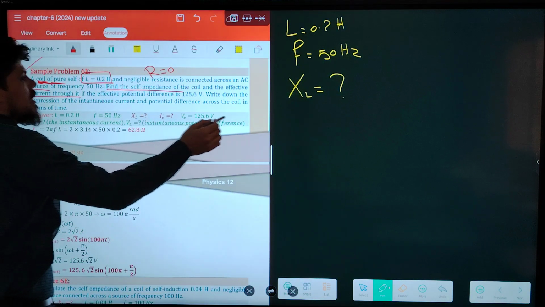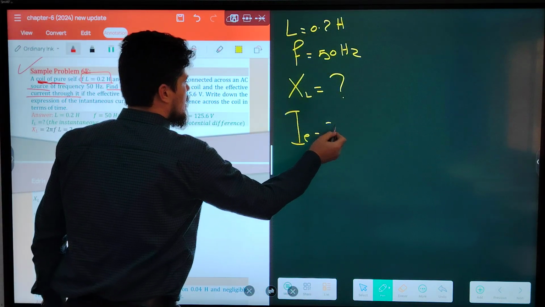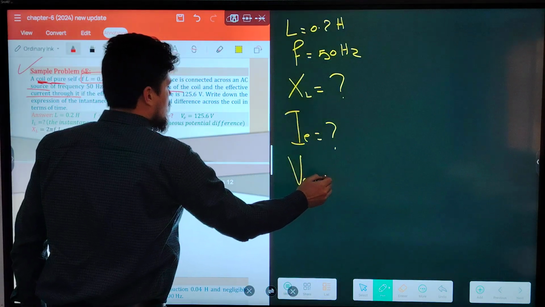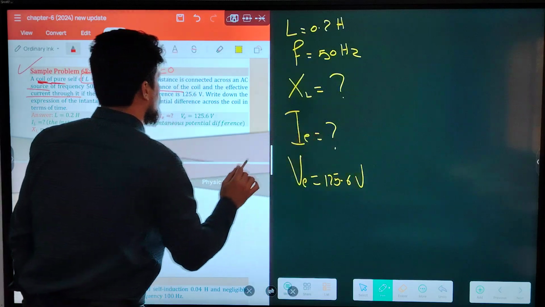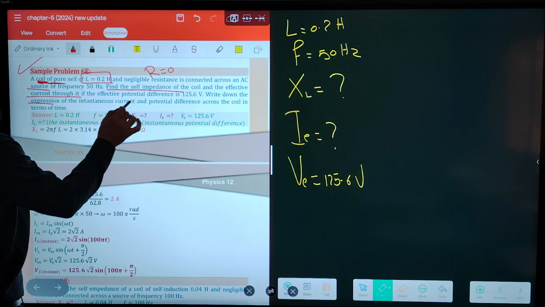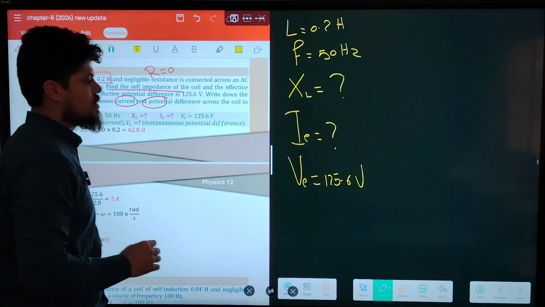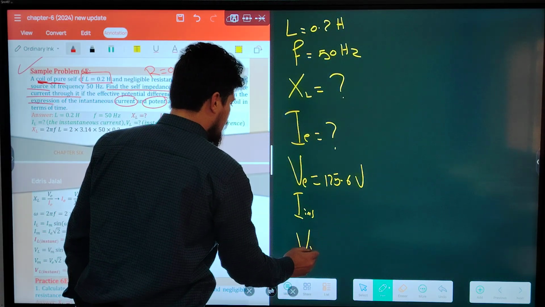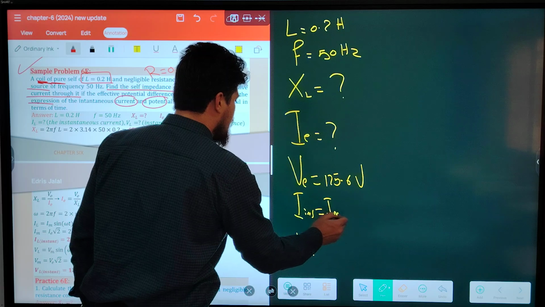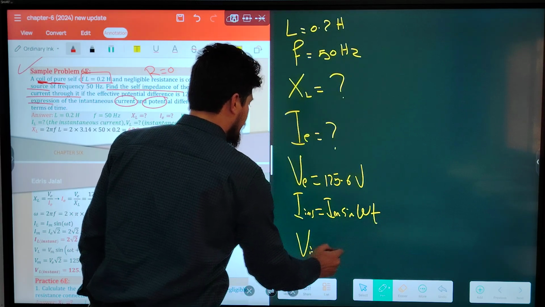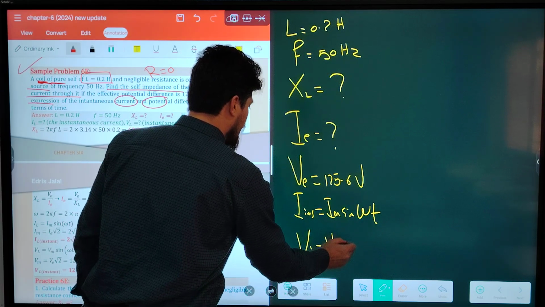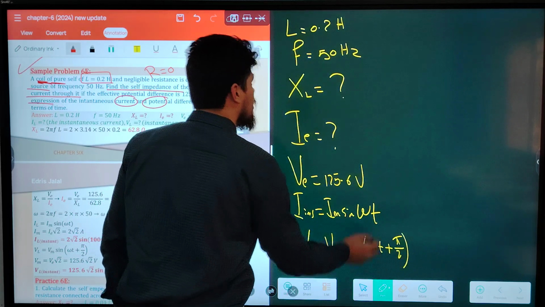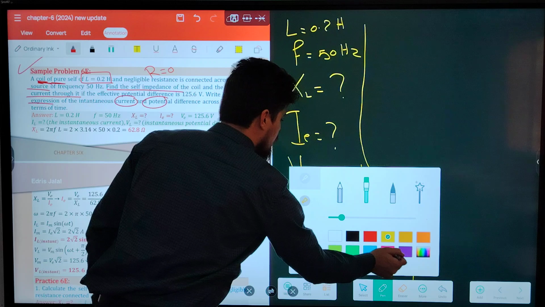And effective current, IE. If the effective potential difference, VE, is 125.6 volts, write down the expression of current and potential. The equation: I instant, V instant. I instant is equal to Im sine omega t. V instant is equal to Vm sine omega t plus pi over 2.